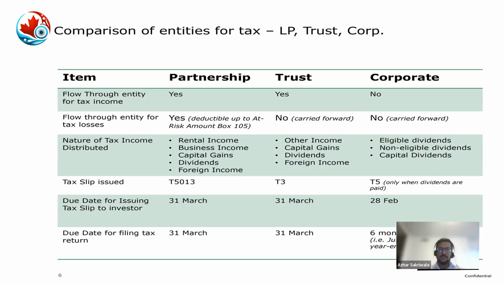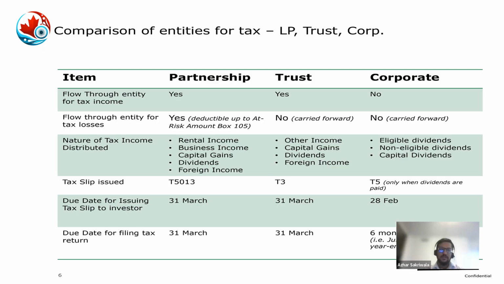This table provides a brief comparison of all the types of entities. Partnerships and trusts are flow through. Are they flow through for tax losses? Partnership is yes, but no for trust. So trust has to retain its losses. Corporation has to retain its losses. What is the type of income distributed? Partnerships can distribute rental income, business income, capital gains, dividends. Basically, whatever the partnership earns, it distributes in the same manner. For trust, it will distribute other income, capital gains, dividends or foreign income. But for corporations, they would only distribute dividends.